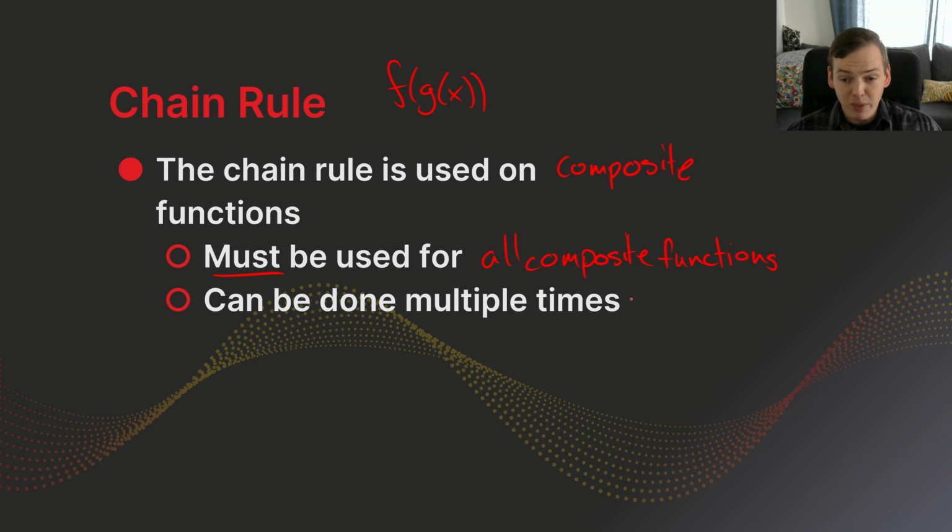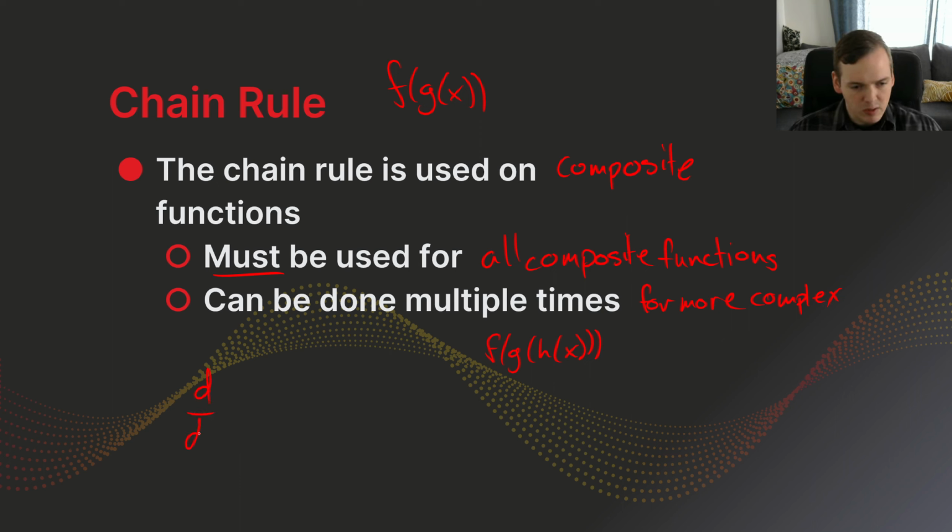And it can be done multiple times for a more complex composite function. So for example, if you have f of g of h of x, you can do the chain rule multiple times. And we'll show the example of that as we get into it. But the chain rule is as follows.